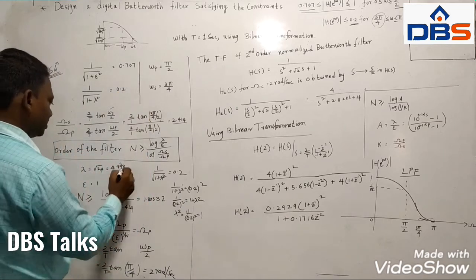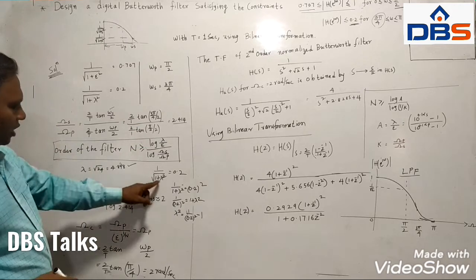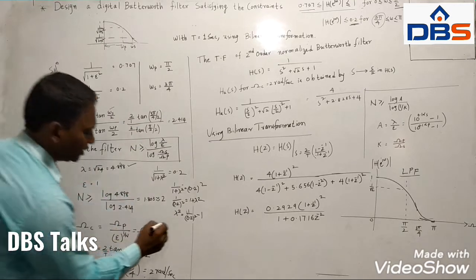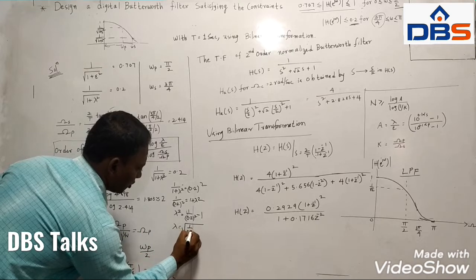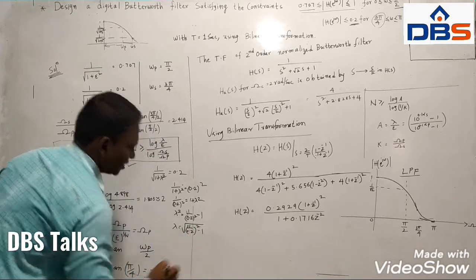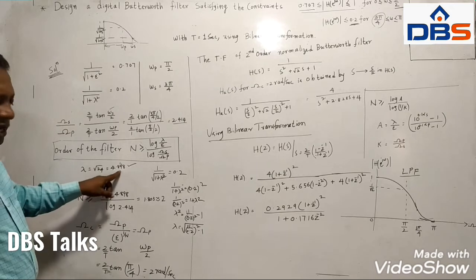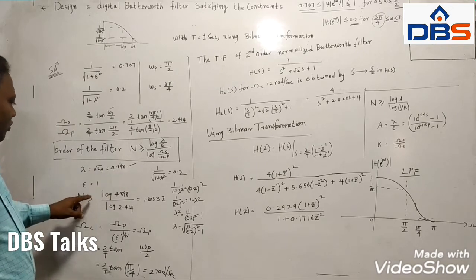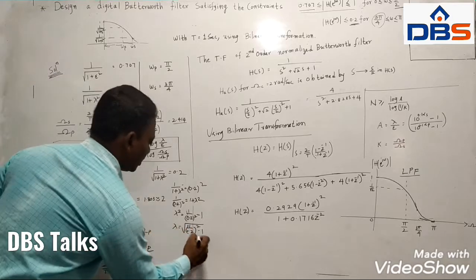So the lambda is 4.898. Okay, so you can calculate in this way. After calculating this, you take the square root of 1 by 0.2 whole square minus 1. Lambda value is 4.898. In the same way, you can calculate epsilon. Okay, what is epsilon?